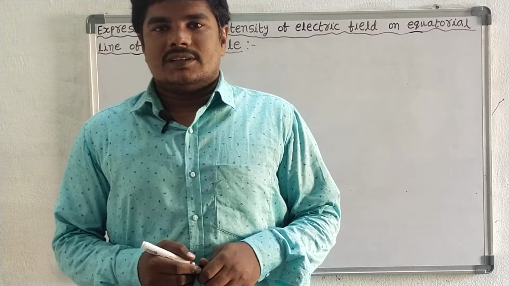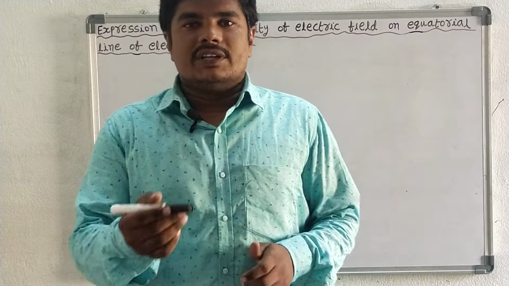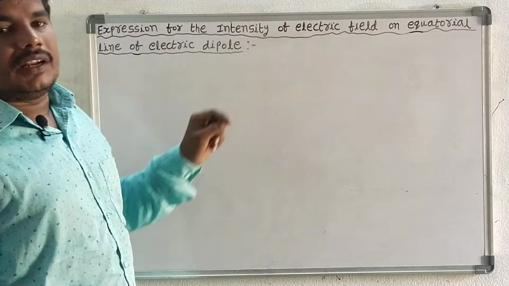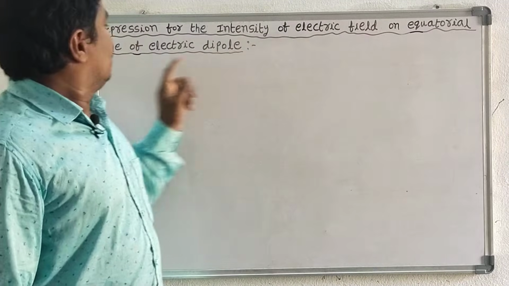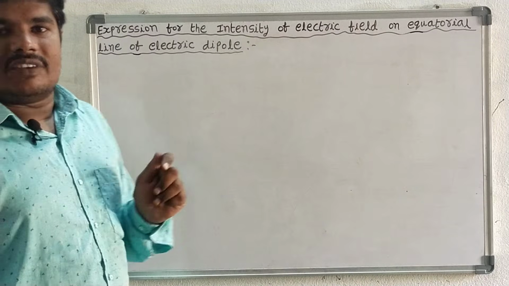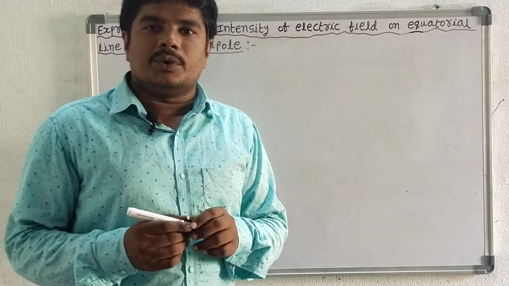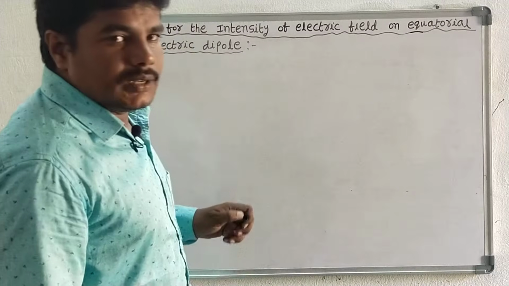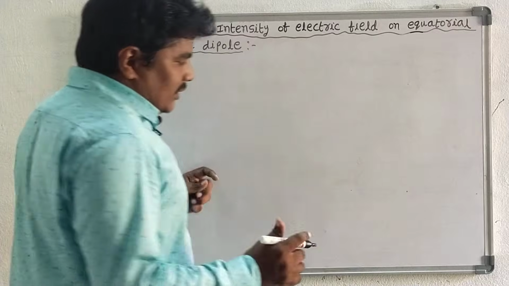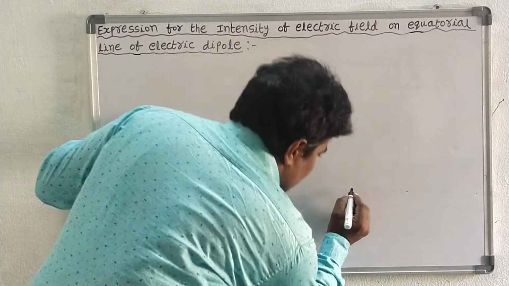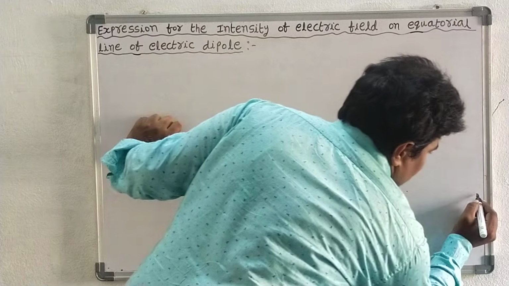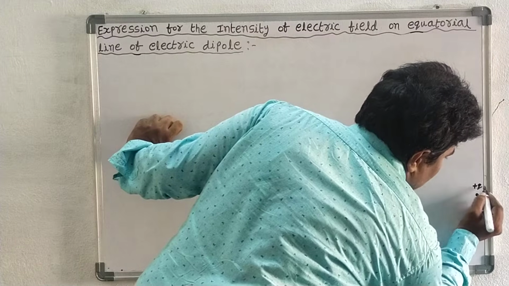Good morning, students. Today in this class we discuss the expression for the intensity of electric field on the equatorial line of an electric dipole. First we take an electric dipole. Electric dipole means two equal and opposite charges separated by a distance 2a. So this is the charge minus q and this is the charge plus q.